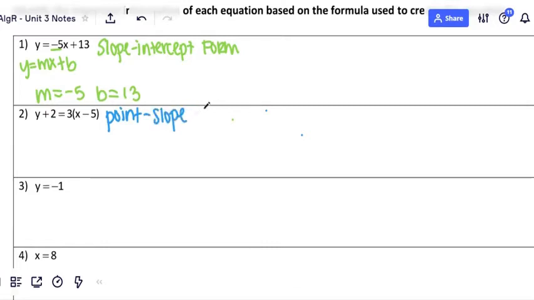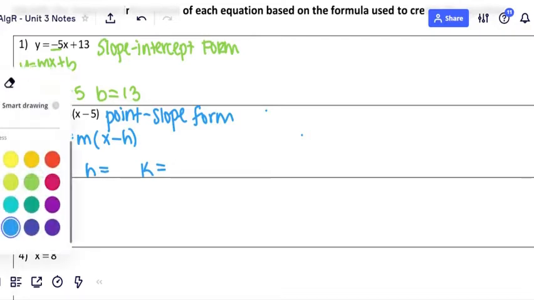So this is point slope form. Everyone say it with me. Point slope form. Good job. Point slope form is y minus k equals m times the quantity of x minus h. And I want to identify m, h, and k. So what's a little bit tricky about point slope form is that in point slope form, we have minus signs in front of the k and the h.